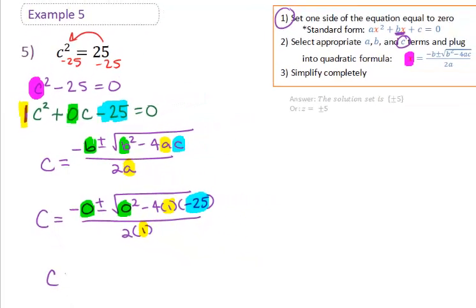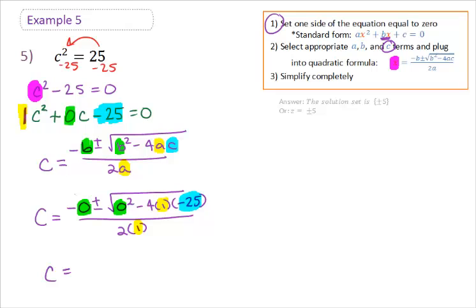So I have C is equal to, negative 0 doesn't make any sense whatsoever, so let me just list that as 0, plus or minus square root, 0 squared gives me 0. Now be careful here because I have a negative 4 times a negative 25. So this is actually going to become a positive. And 4 times 25 does give me a 100. This is all over 2 times 1, which is 2.